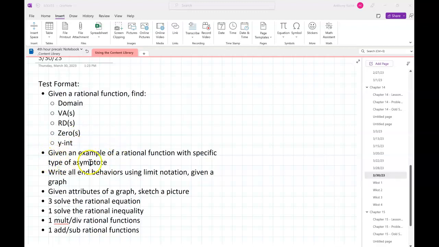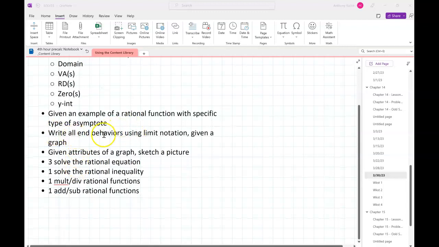Okay. You should be able to give an example of a rational function that has a specific type of asymptote. So you remember those 3 rules for the horizontal and slant asymptotes. So if I say, write down a rational function that has the asymptote y equals 5, you should be able to give me an example of that. Or say something with a slant asymptote. You should be able to write down an example of that. So you probably want those rules on your card.